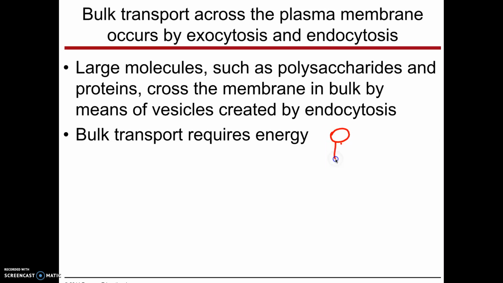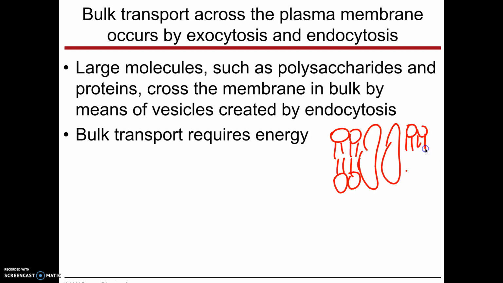So if you remember when we were talking about simple diffusion, here's sort of a section of the cell membrane. In simple diffusion, you had a situation where something was small enough that it literally could fit through or in between the phospholipids. And that only applied to really oxygen, carbon dioxide, and very small hydrophobic things.